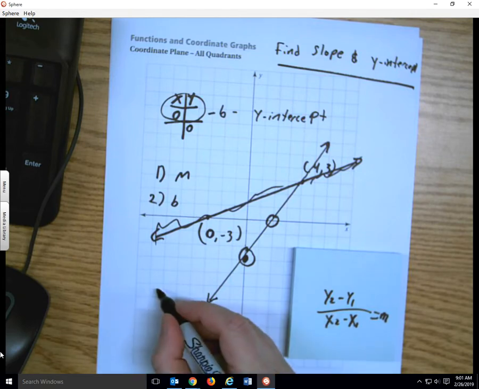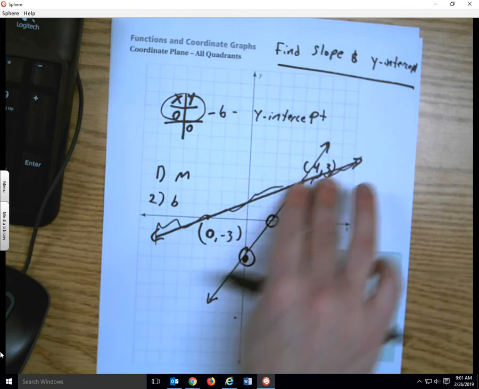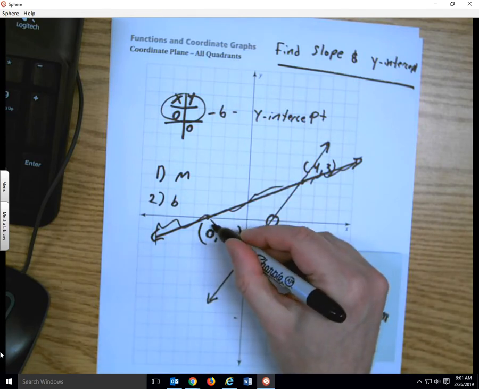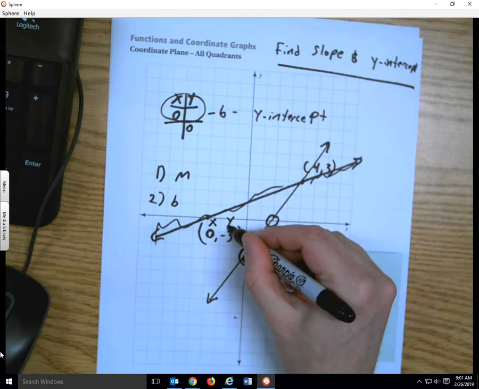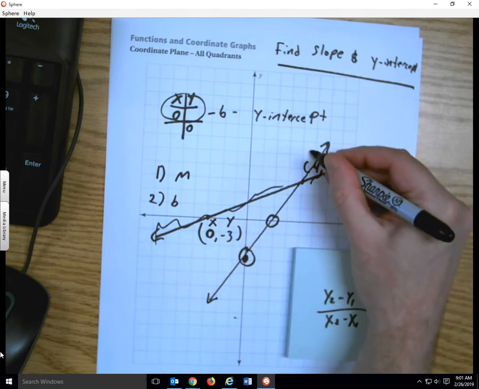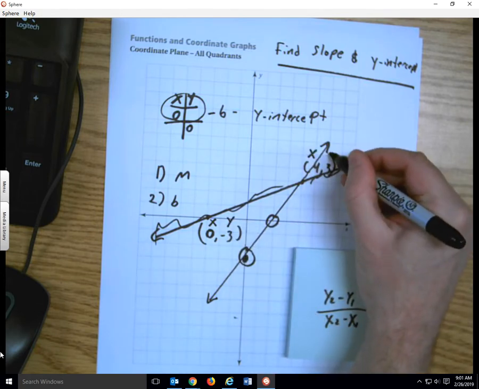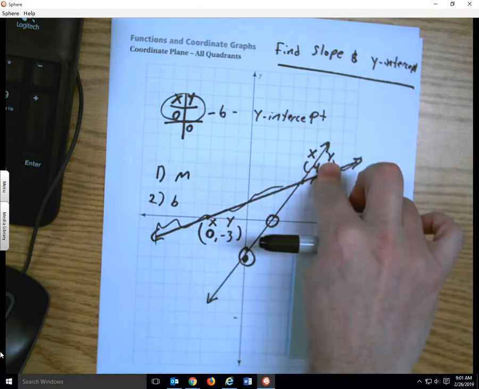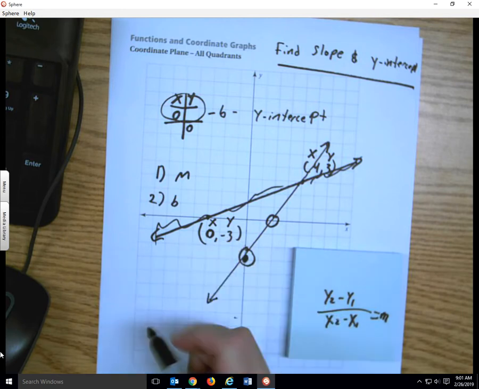y2, which one is the y2? Well, it doesn't really matter which one of these y's you choose as y2. Here's what does matter: x goes first, and then y. It's an ordered pair. It goes in alphabetical order. X goes first, and then y. So I can either make this be my y2 or this. I'll make this be my y2.